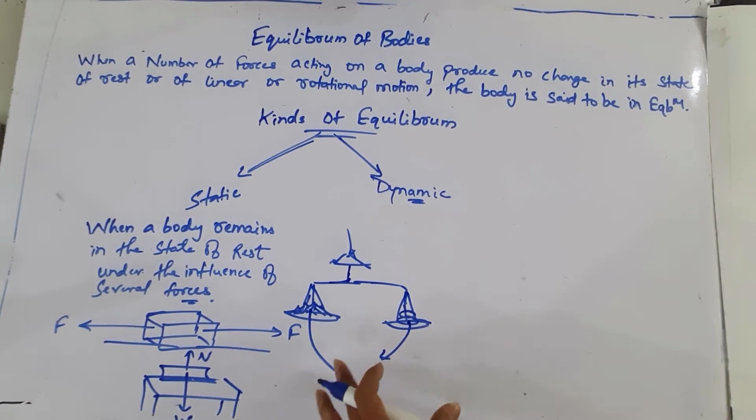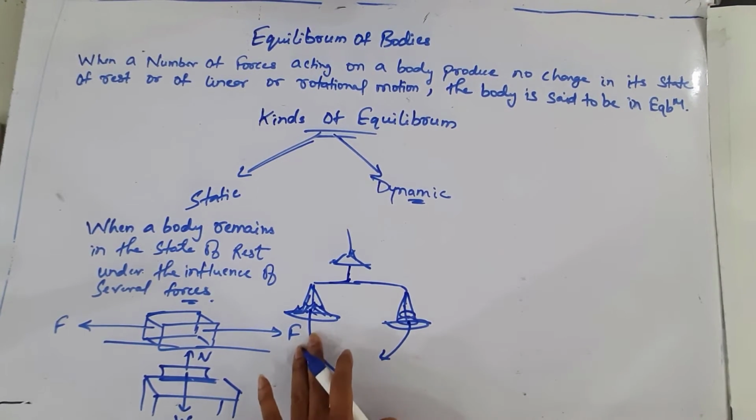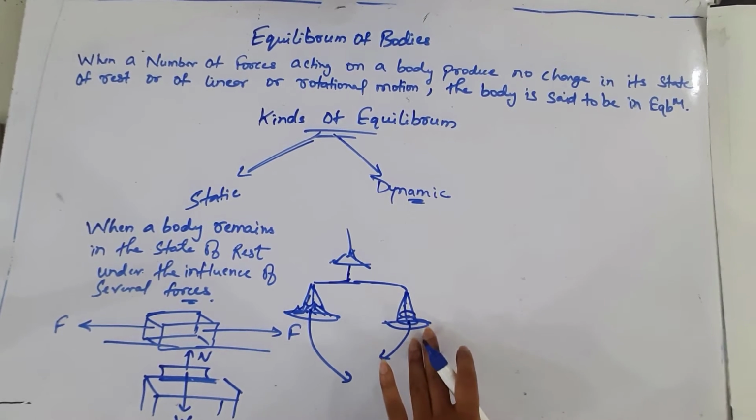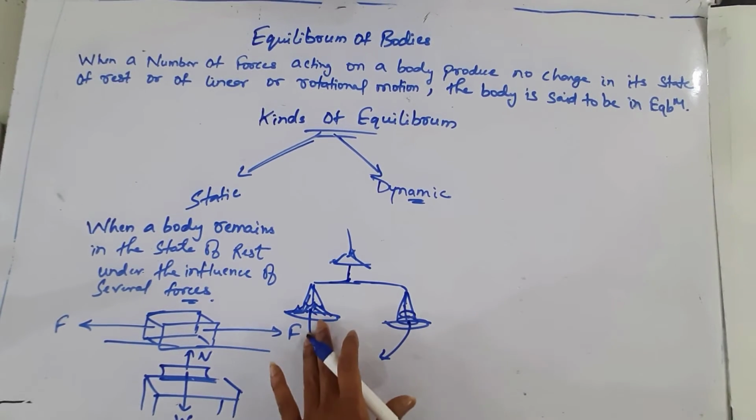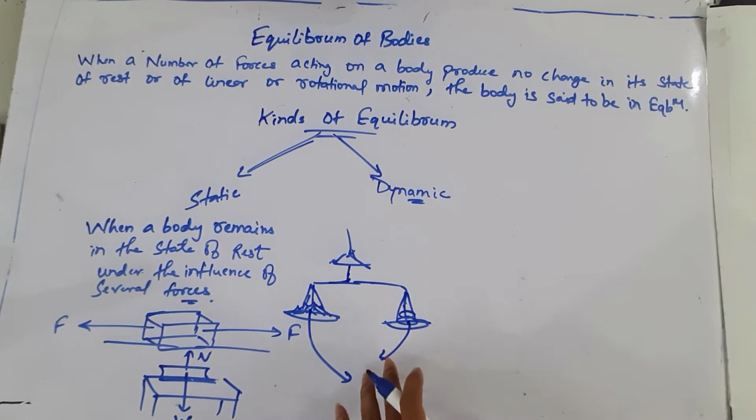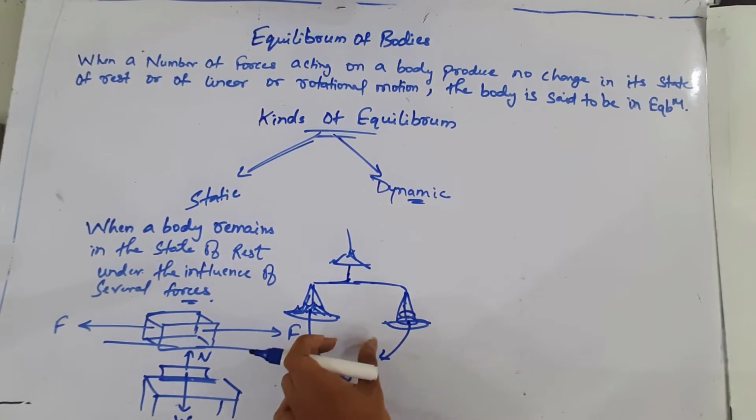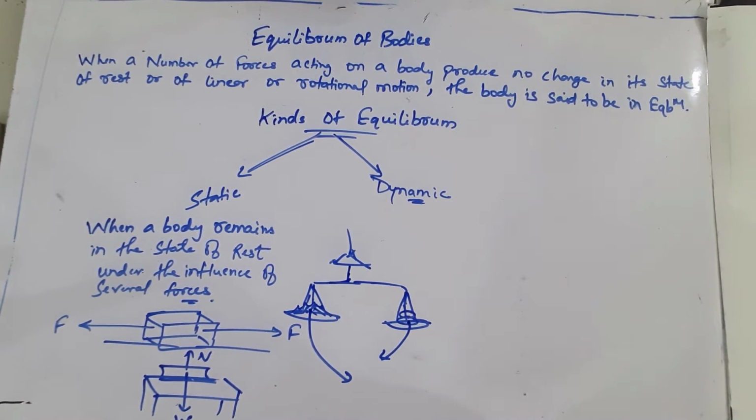So there is no turning of the beam balance. Again we can say that the left pan is balanced by the right pan, or you can say the right pan is balanced by the left pan, that is there is no rotational motion. So the beam balance is said to be in static equilibrium.